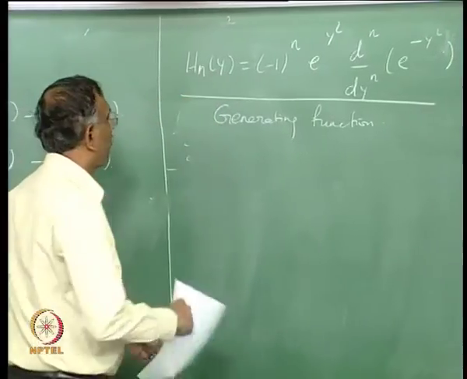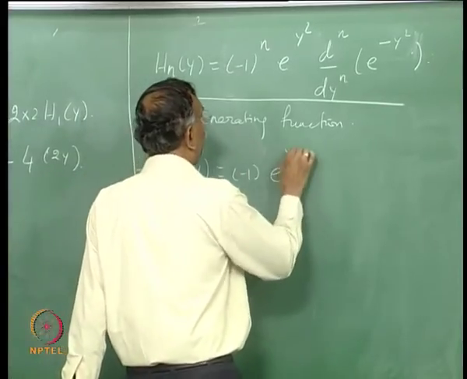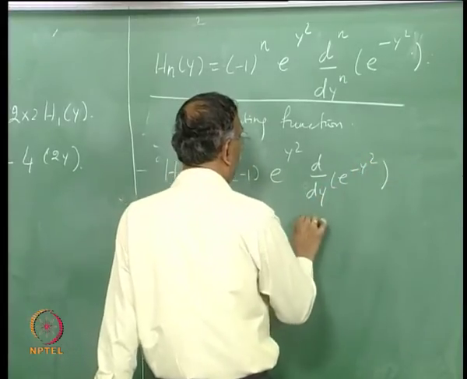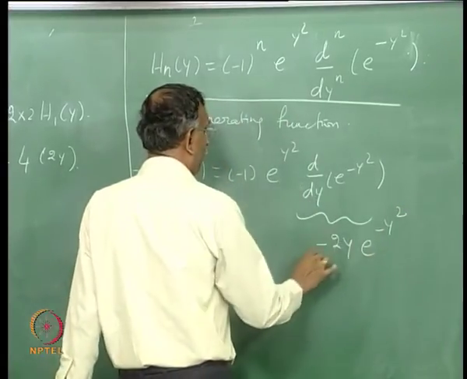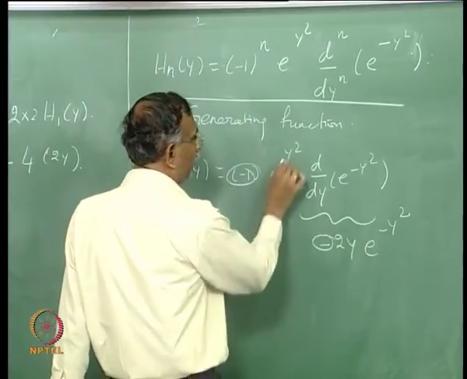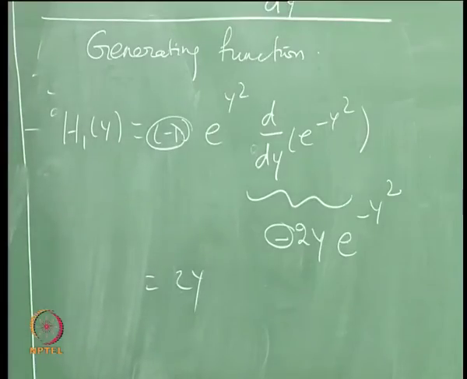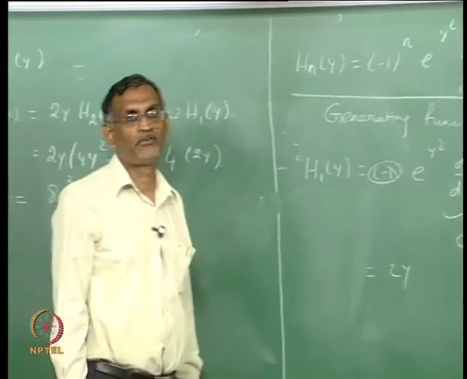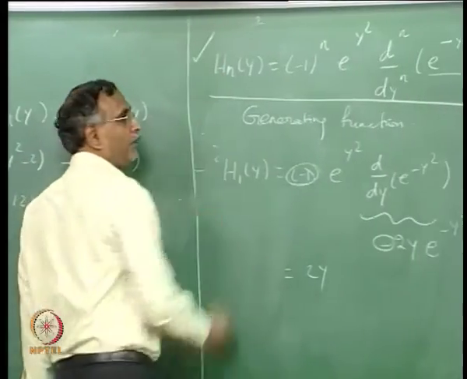H1 of y is easy to write down. Again, H1 of y is minus 1 times e to the y squared times d by dy of e to the minus y squared, which you know is minus 2y times e to the minus y squared. The minus signs go away, and e to the minus y squared and e to the y squared cancel, you get 2y. Okay. So you can generate the whole set of Hermite polynomials also through successive differentiation of a Gaussian function and then multiplying by the inverse of that Gaussian function and a sign factor. So this is another interesting formula.